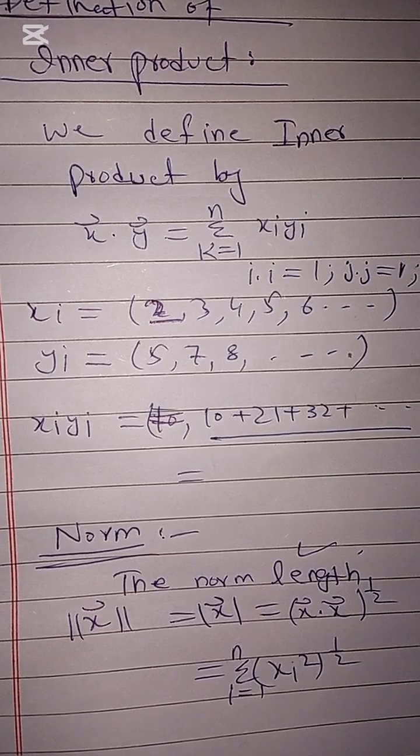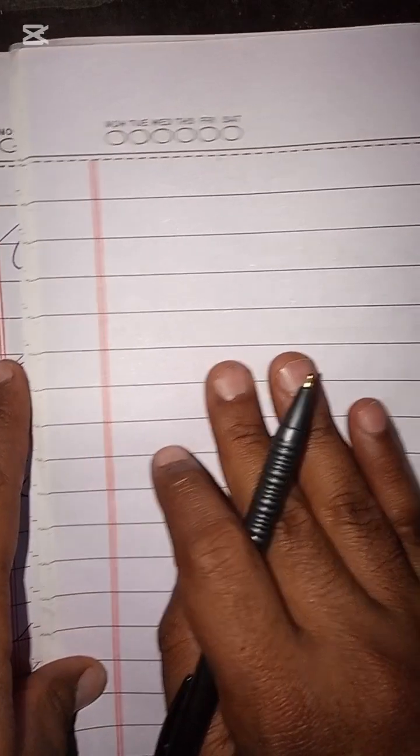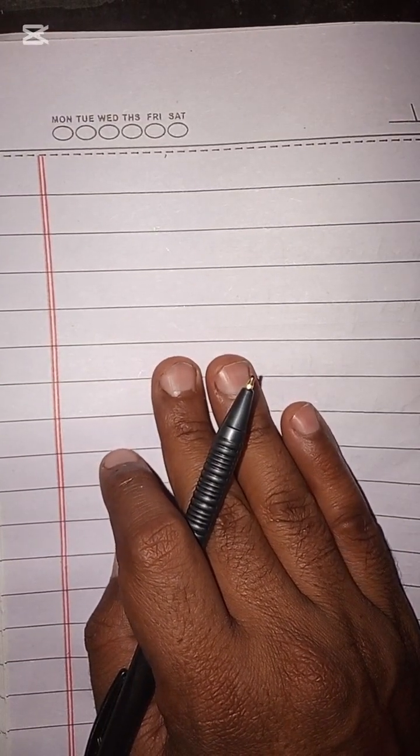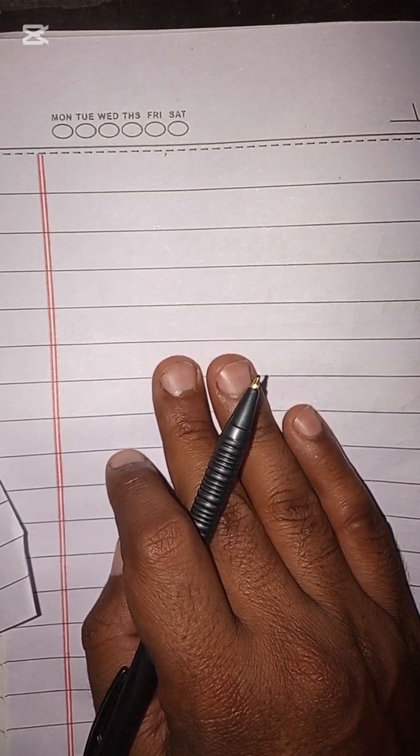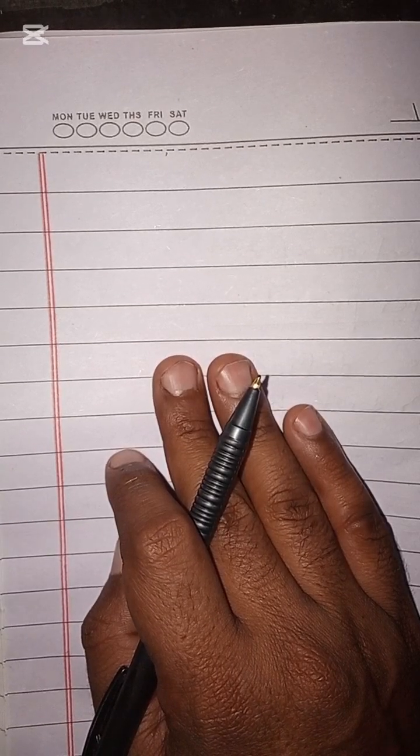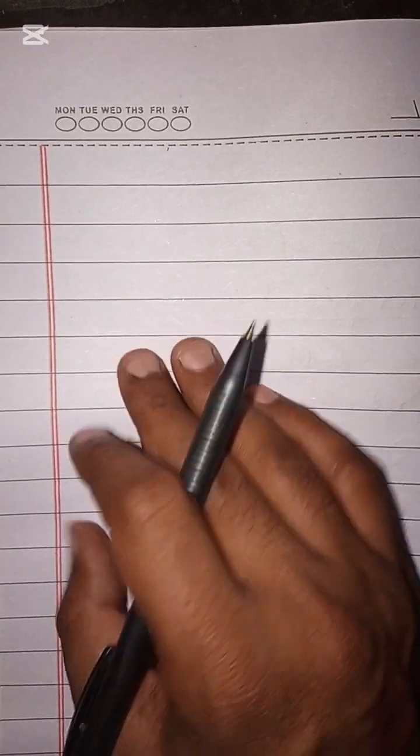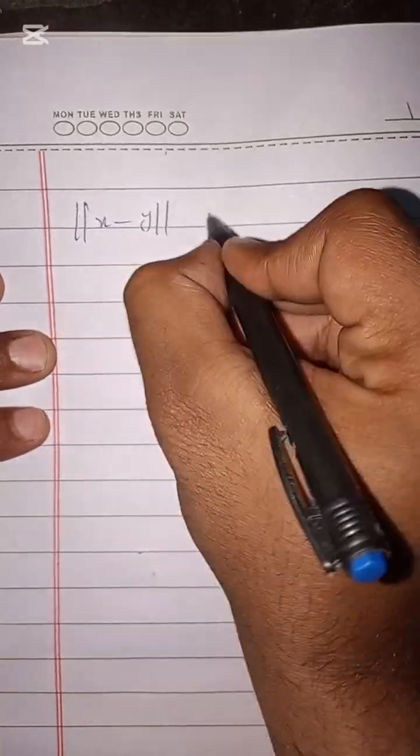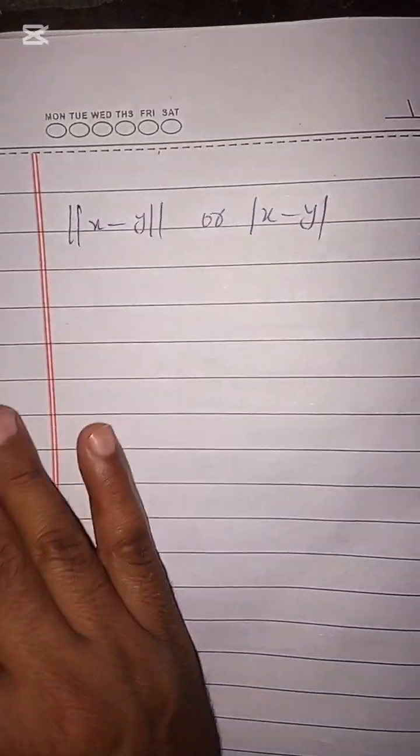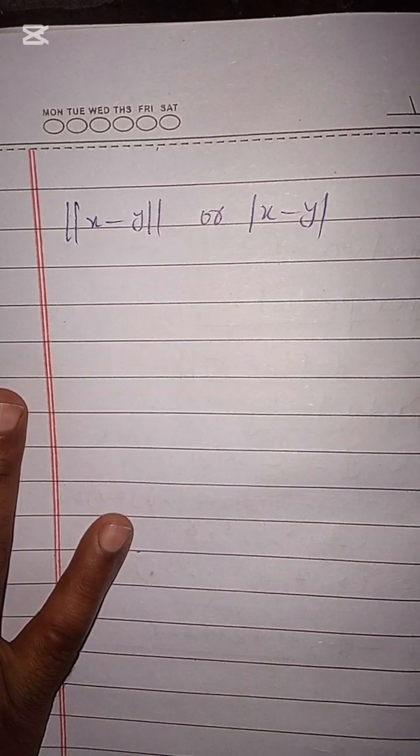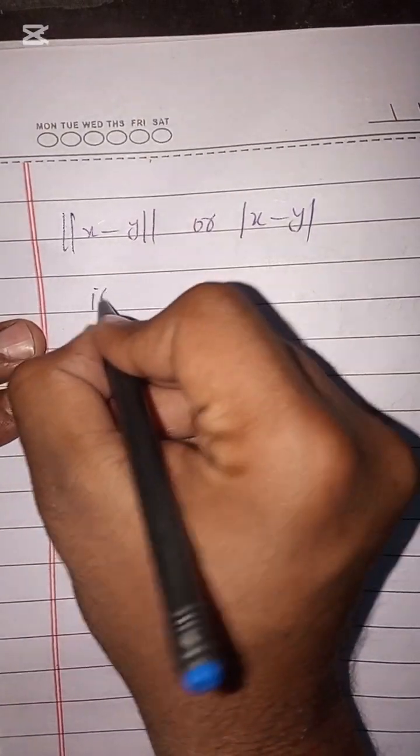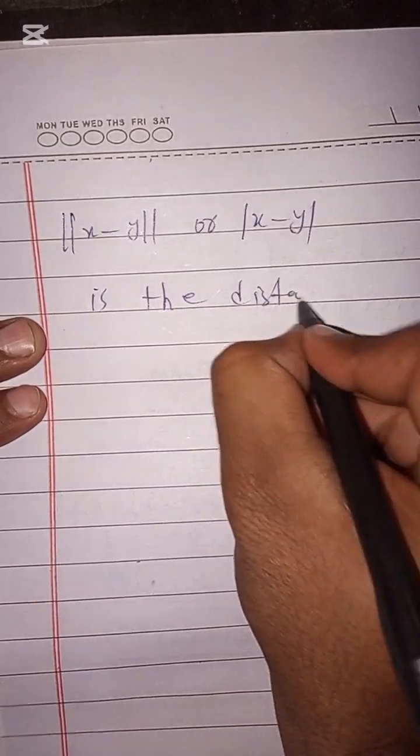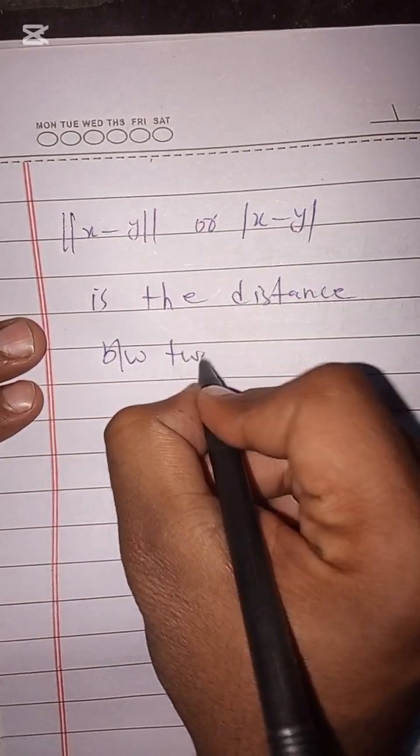So basically we say that a norm is basically the distance between 2 points. You can say that the norm is basically the distance between 2 points, and you can also find the norm like that, norm of x minus y, that is the distance between the two vectors x and y.